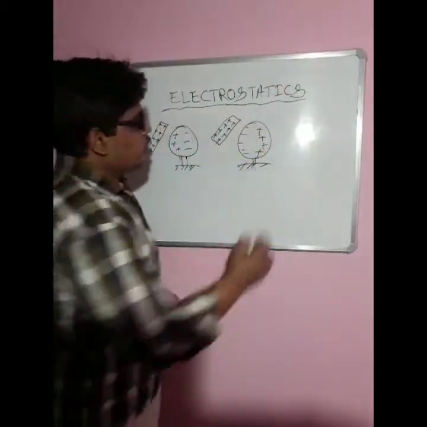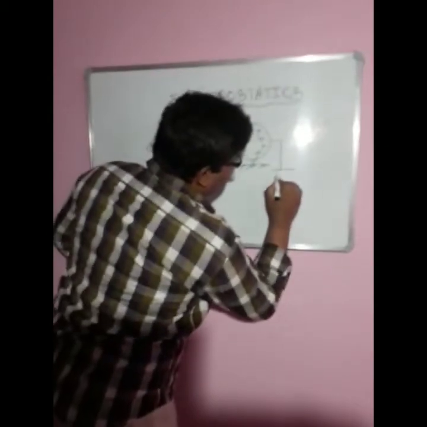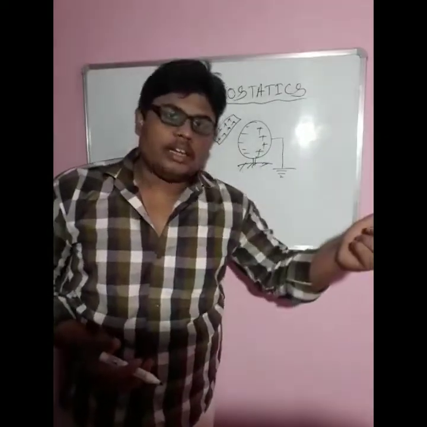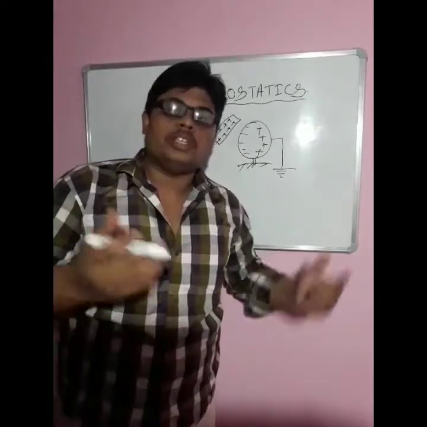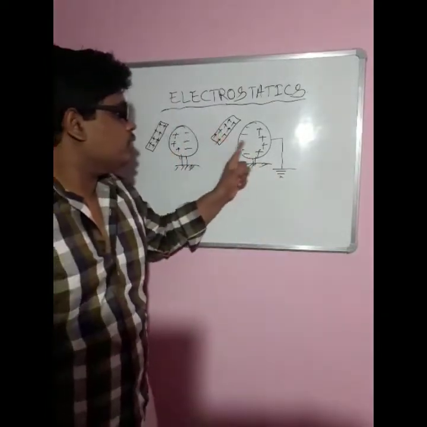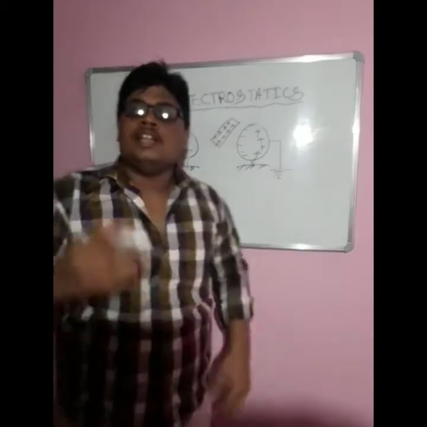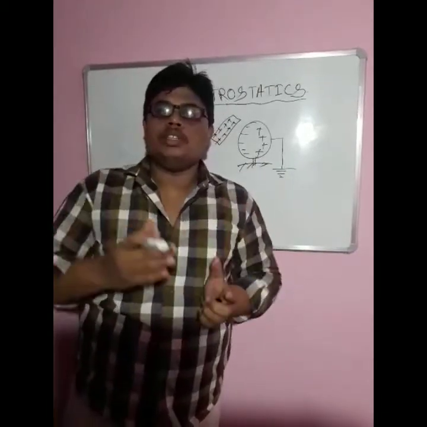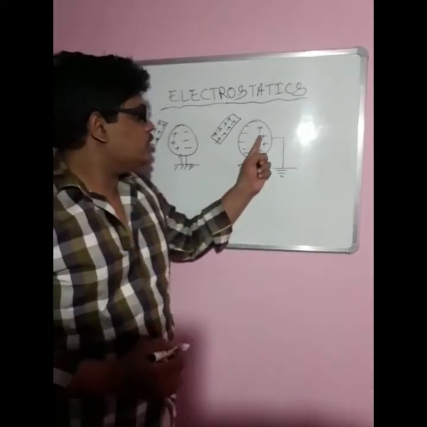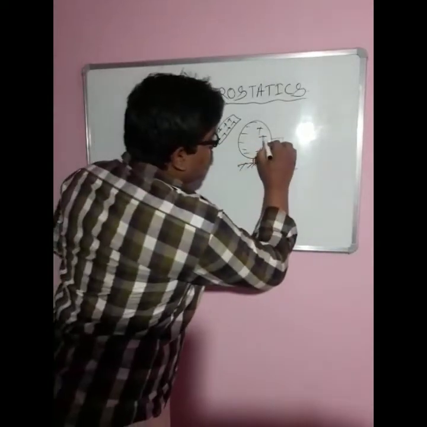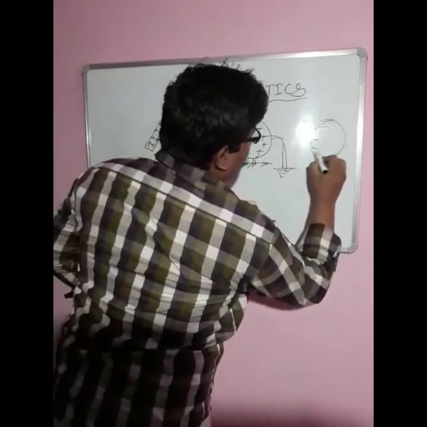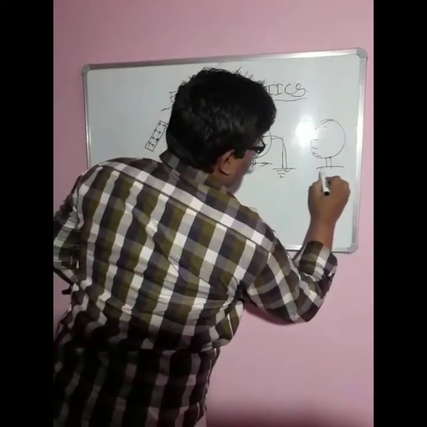Okay. Next test. If I connect it to the ground, meaning zero potential. In the next session, I will discuss what is potential. Okay. See, this is zero potential. The rule is the charges move from high potential to lower potential. See, these positive ions move to the ground. Only the body's negative charge remains.